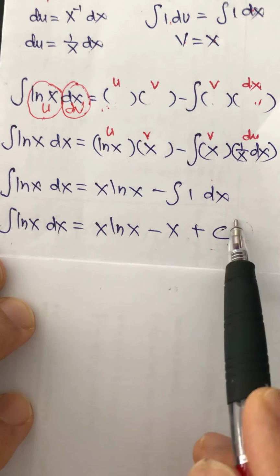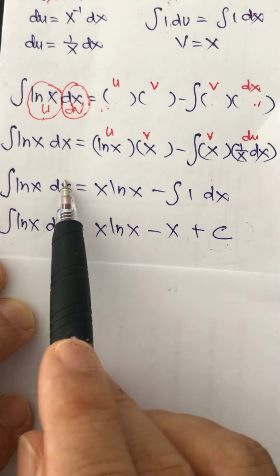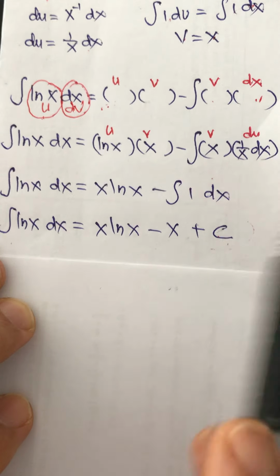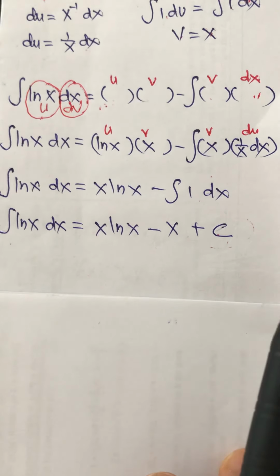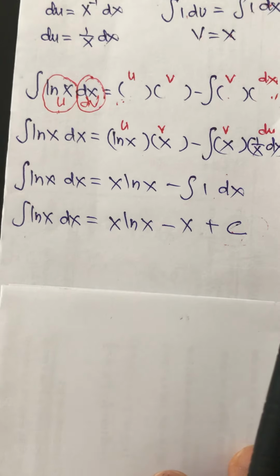Why do we have c? Because there is plus 0 here. You integrate the 0, you have c. Don't forget the c. So this is how we integrate. And then next we look at this one. Let's say I give you this.